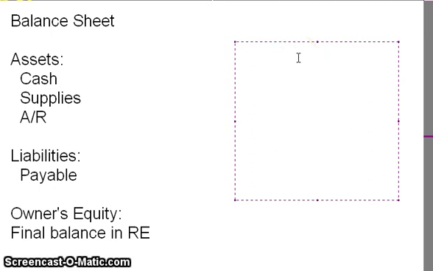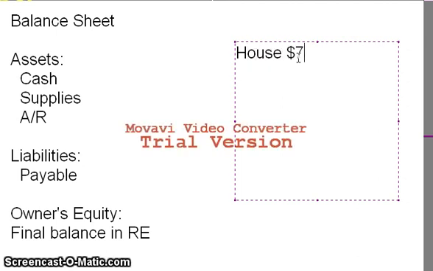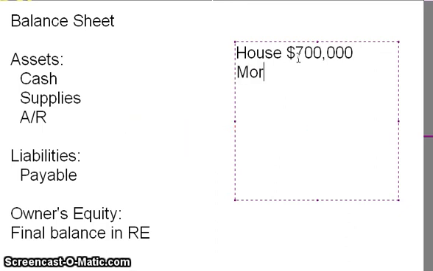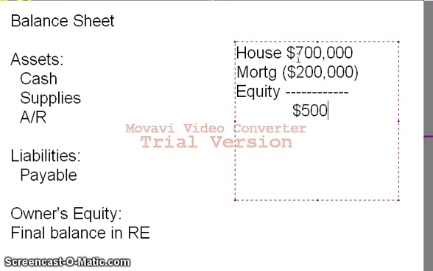Most of you know about houses and mortgages, at least in the simplest form. Think about if you had a house, and let's say that house was worth $700,000, and that house has a mortgage of, let's say, $200,000. Your equity in the house is $500,000. That's going to be your equity in the house.